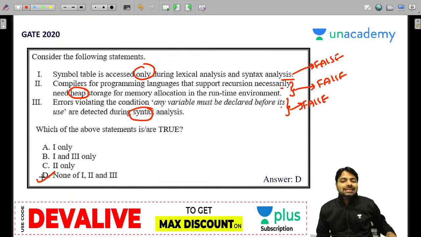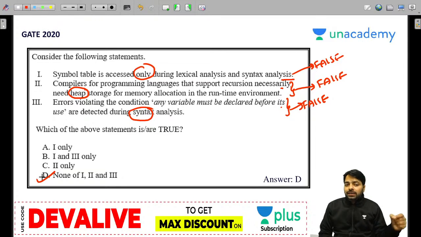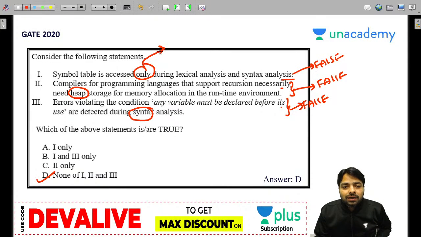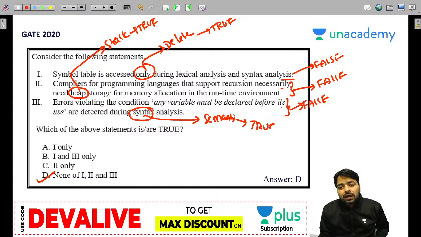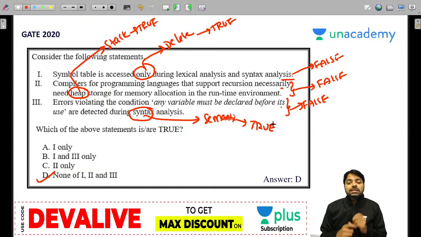All the three statements are false, guys. This is a recent GATE question in compiler design. If I delete this word, it will become true. If I make this word stack, it becomes true. If I make this word semantic, then it becomes true. I'm also telling you under which conditions, which circumstances, these statements are going to be true. Everybody clear on this point?